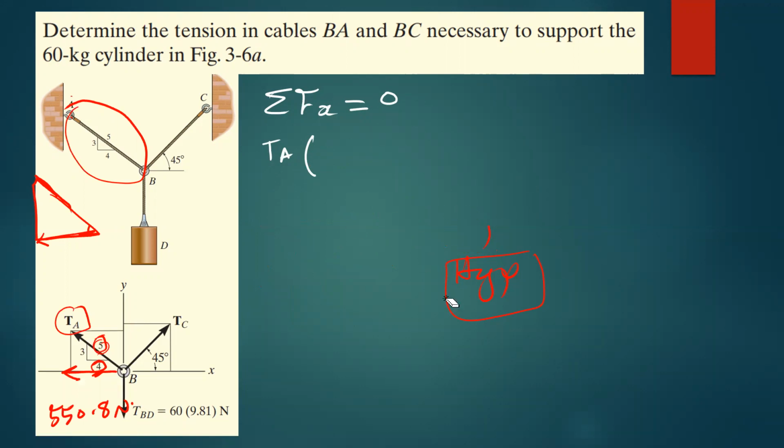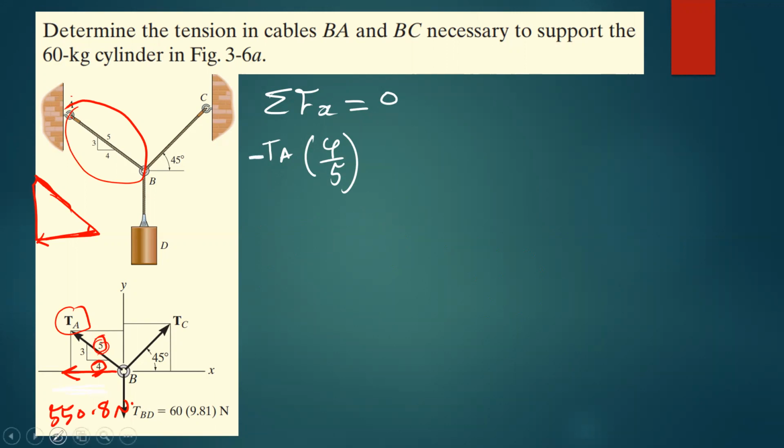Let me just erase this. So in the x we have 4 and then divided by 5. And then it's facing towards the negative x-axis if you check here. So we put a negative in front there.